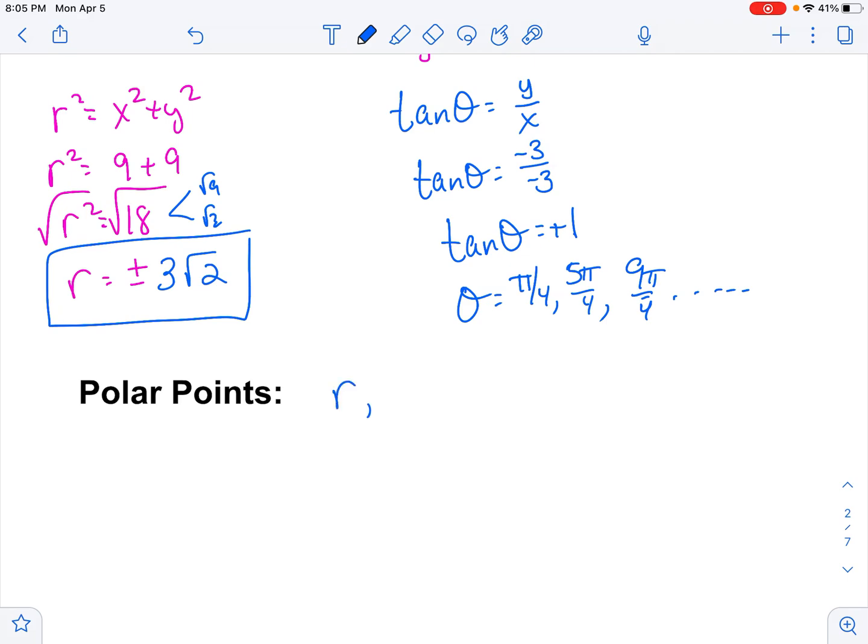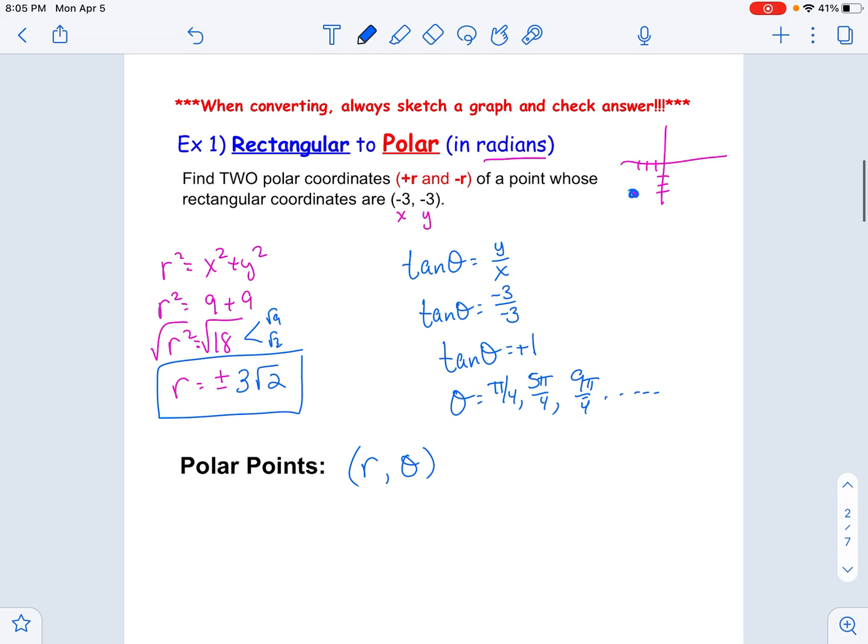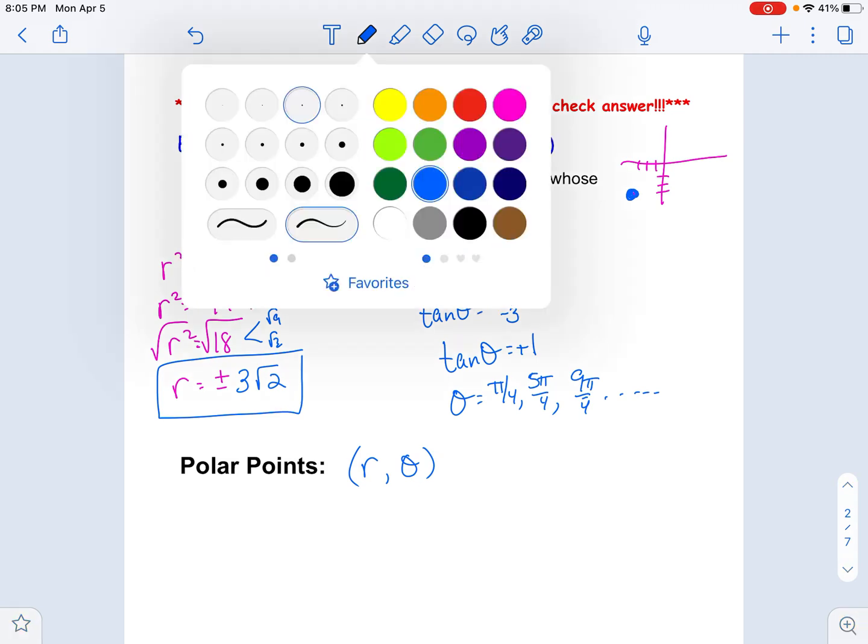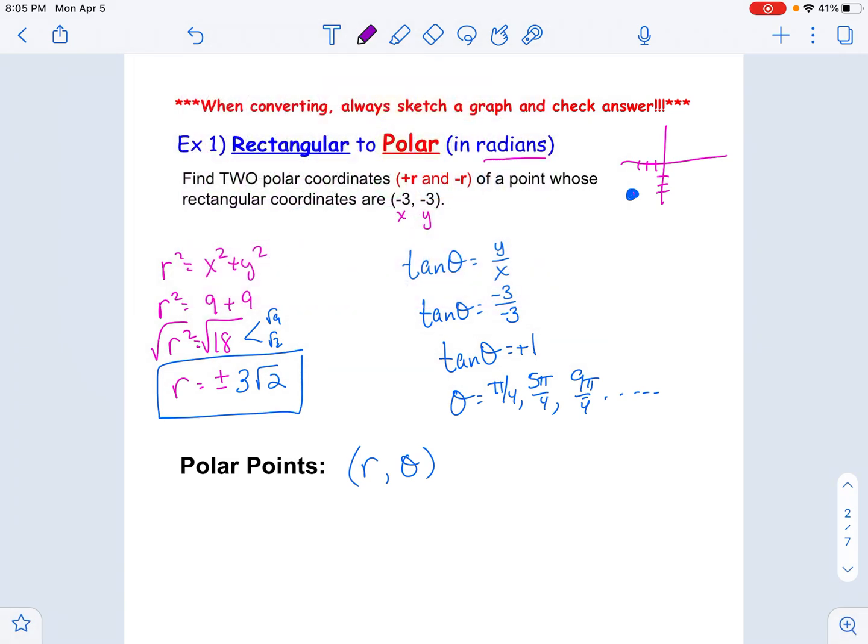And again, remember those polar points have to be r comma theta. That will get us to this point up here in quadrant 3. All right, so what we have to do is make sure that we pair the correct 3 root 2, positive or negative, with the angle that will give us that same point. Remember, we want to get back to that point that's in quadrant 3.